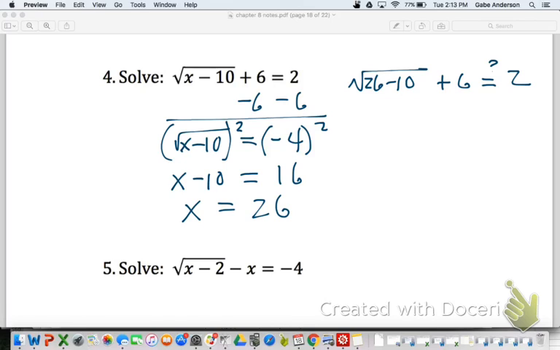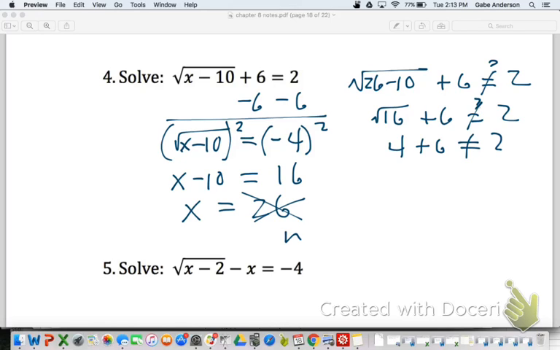Well, so 16, right? I'm sorry, Ellie, question. Well, on a quiz, if we did notice that the square root equaled the negative, would we be able to stop right there? Let me talk about that in a second. That's a good question. Okay, so you'd get square root of 16 plus 6 might equal 2. 4 plus 6, oh gosh, now you can see that that doesn't equal 2, right? 4 plus 6 is 10. And so that means that 26 is not a solution, meaning that it's no solution.